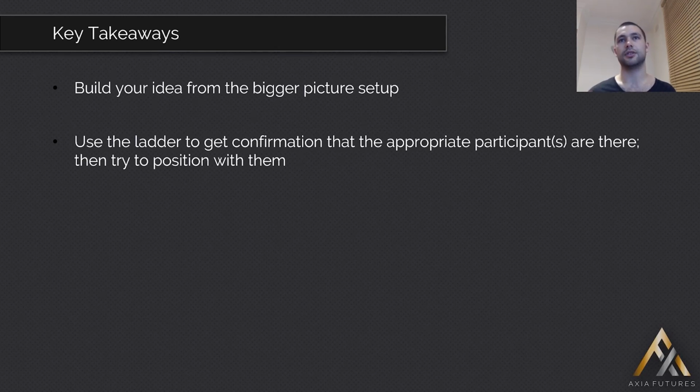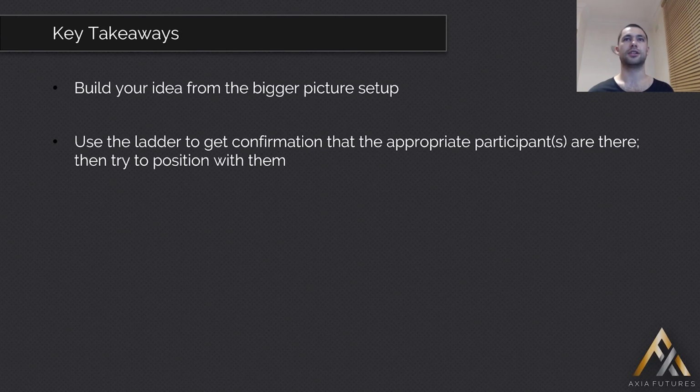Then it's about using the ladder to get confirmation that you're seeing the participants you expect to see, and then using that to try and position with them. Now, the elite trader did a really good job of this, and obviously has a lot of experience, because all they needed to see to get the entry was for this interest to get pulled and then to see where the buyer stepped back in and then instantly buying above. So there was some quite aggressive, really quick thinking and they didn't want to miss their opportunity.